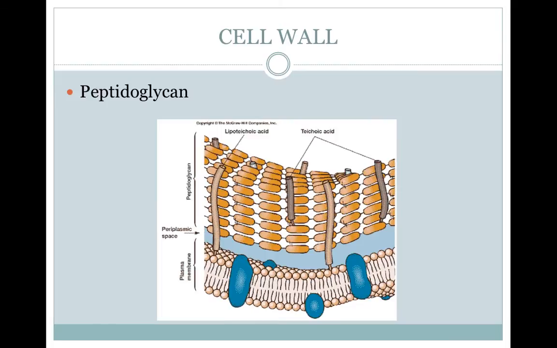Most prokaryotes have a cell wall, in particular bacteria. Not all archaea have cell walls. The cell wall gives them shape and protects them. In bacteria, it is made of peptidoglycan, which is a complex of sugar and proteins. Archaea cell walls do not have peptidoglycan.